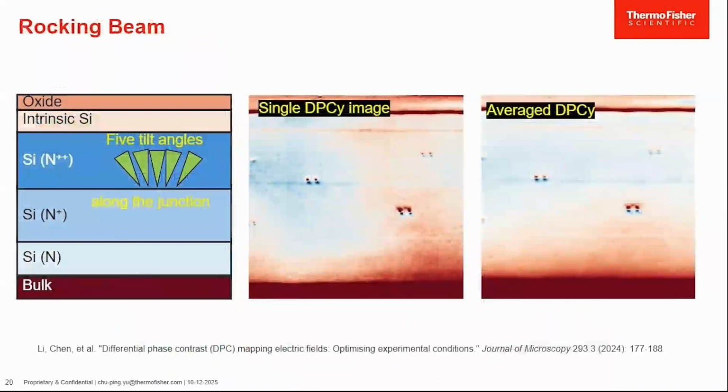And another application here is not really using precession, but a rocking beam. So I'm only tilting the beam along the direction of a certain junction here. But the effect of that is it can wipe out contrast in the horizontal direction, this diffraction contrast in the horizontal direction, and leave only the nice contrast indicating electric field that is present in your sample.